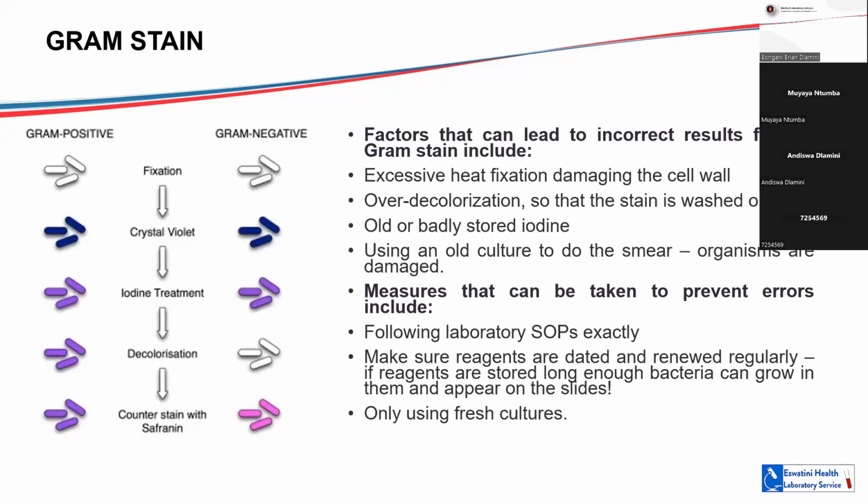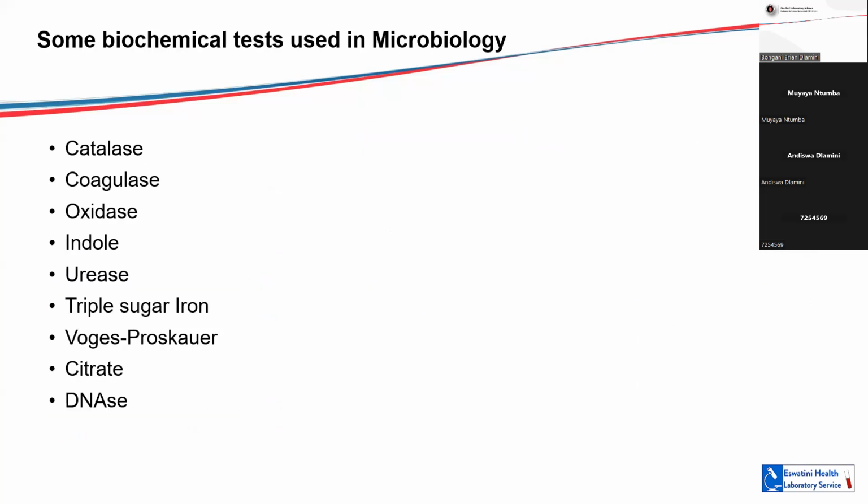The biochemical tests used in microbiology include catalase, coagulase, oxidase, indole, urease, triple sugar iron, VP, citrate, DNase. We are going to discuss the basic ones, if not all the biochemical tests that we use, but we'll just discuss a few and look at the principle of some of these basic ones, which are the ones mostly used when you're identifying microorganisms. Some of them are used for gram negatives, some are used for gram positives.